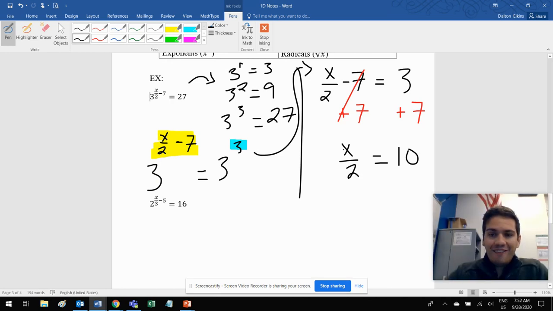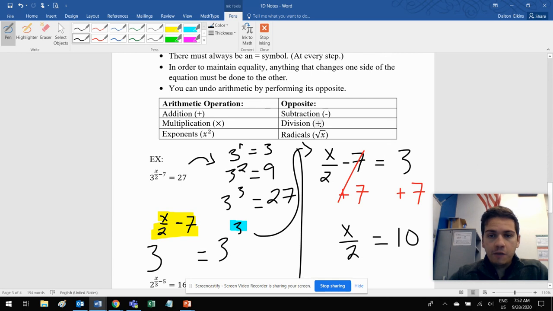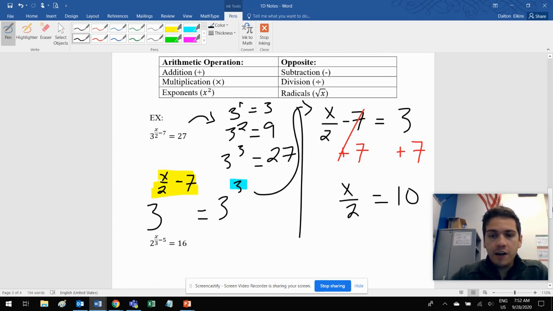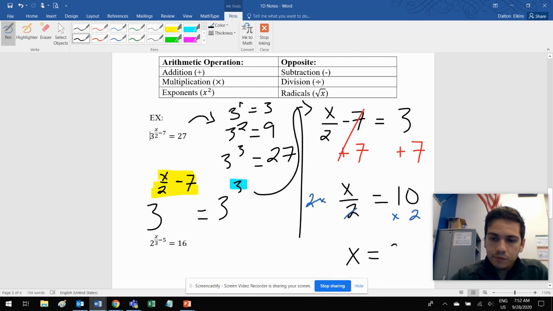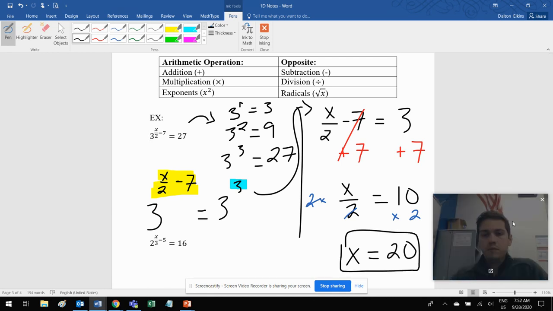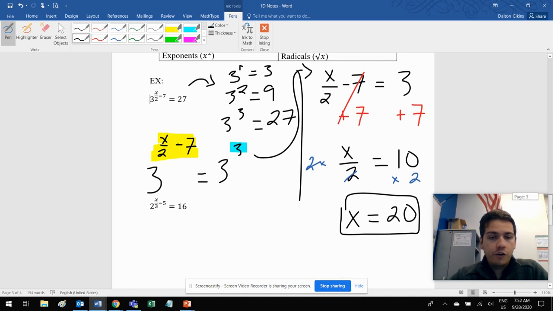Now I have x divided by 2. I want to get rid of division, and the opposite of division is multiplication. So instead of dividing by 2, I'm going to multiply both sides by 2. If I multiply by 2 and then divide by 2, that leaves me with 1, so it just leaves me with x. And then 10 times 2 is 20. That is my answer for the first question.